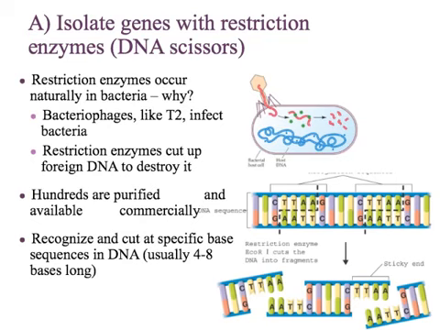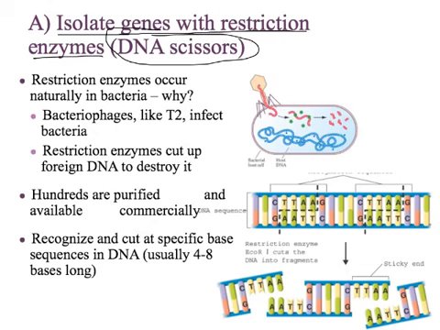So let's break this down into some more detailed steps. So remember, the first step, back on the previous slide, step A, is we have to isolate the gene I'm interested in and cut it out with that restriction enzyme, which you can think about as DNA scissors. So in this case, we're interested in the human growth hormone gene. So let's talk about restriction enzymes. These are those enzymes that are going to cut the gene out.